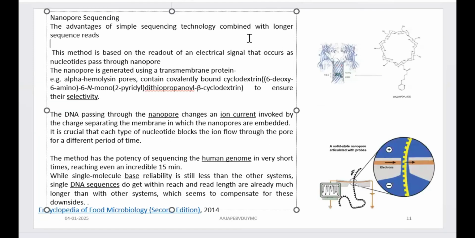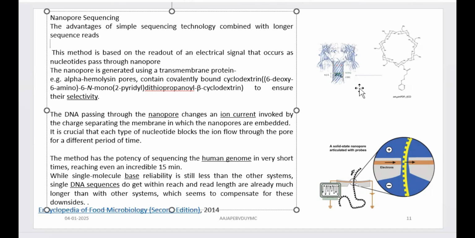Now here, you have to go on collecting the readouts of the electric signal, and as the DNA passes through it, you are going to get such signal generated, and that signal is recorded and analyzed. So as I said earlier, the nanopore is generated using a transmembrane protein, for example alpha hemolysin pores that I refer to, from Staphylococcus aureus for example, right?